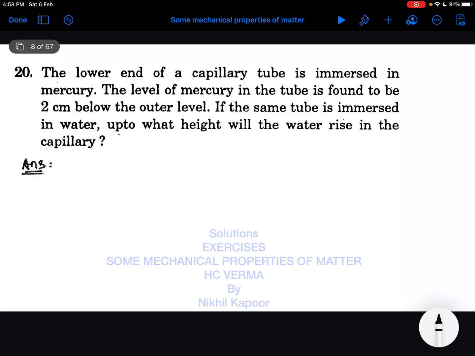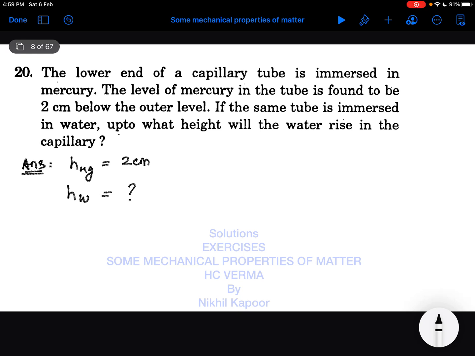For example, the lower end of a capillary tube is immersed in mercury. The level of mercury in the tube is found to be 2 centimeters. So the height of fall of mercury is 2 centimeters. If the same tube is immersed in water, what would be the height of water?